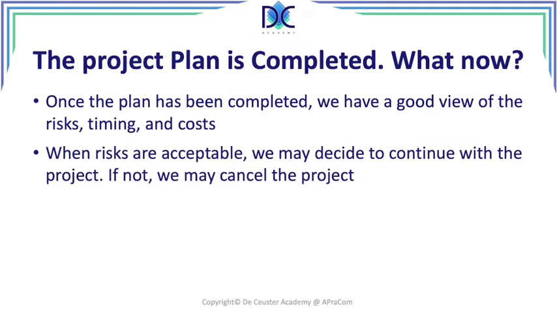Now, when the risks are acceptable, we may decide to continue with the project. If not, we already may cancel the project. It's possible that we detected some additional risks that we did not know about when we started with the evaluation of the project, and risks that have been discovered during the planning step. Once the risks are too high, we may decide to stop the project.